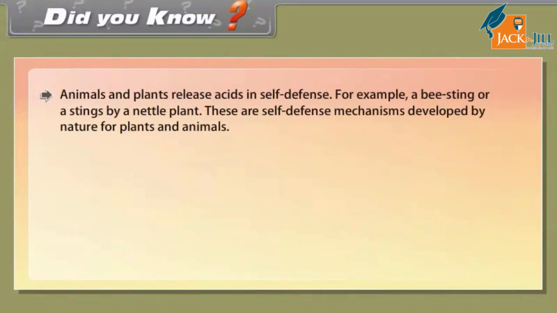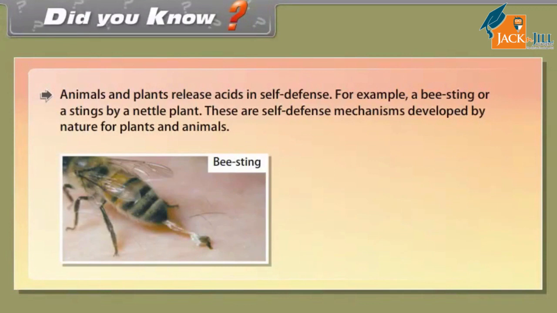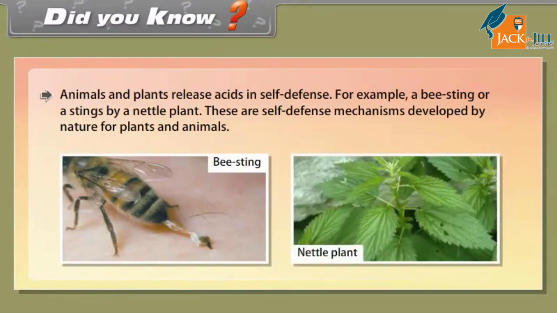Did you know? Animals and plants release acids in self-defense. For example, a bee sting or a sting by a nettle plant. These are self-defense mechanisms developed by nature for plants and animals.